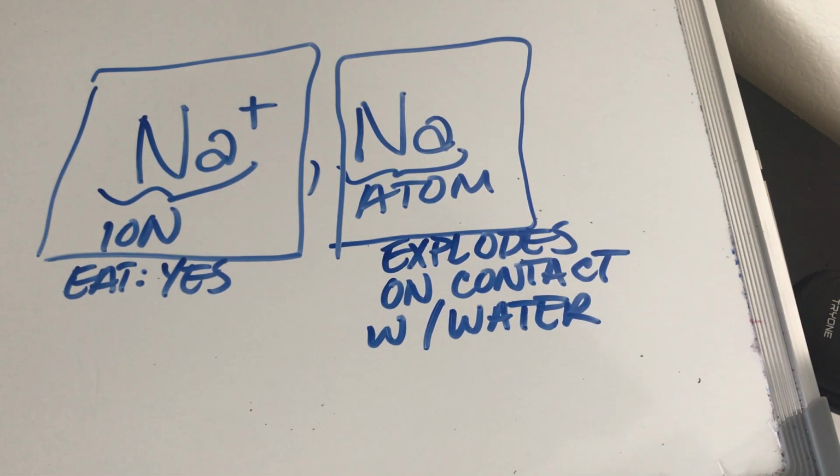The reason we can eat the ion is because the ion is already bound to something, probably like a halogen or something, to form what we would call salt. So that's what we're going to get to tomorrow on Tuesday.